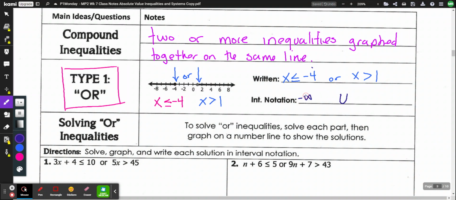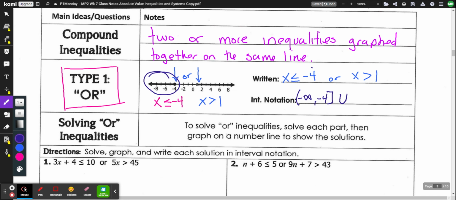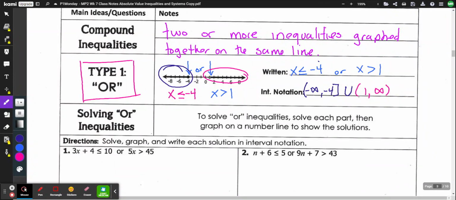So we go from -infinity, we're looking at this one right here, -infinity to -4, parentheses. This one's closed circle, so it's a bracket. And on the other side, we have 1, infinity. Parentheses here because it's an open circle. And that's how we write an or compound inequality in interval notation.